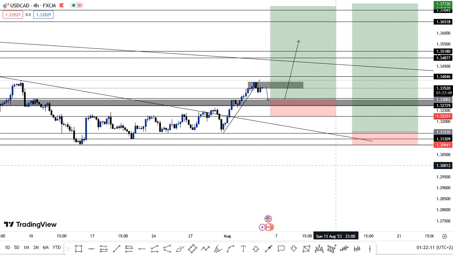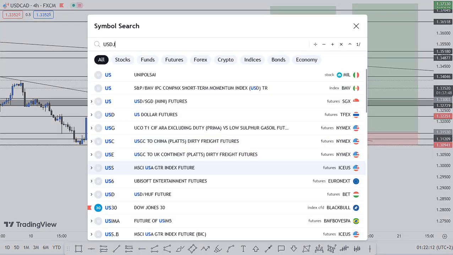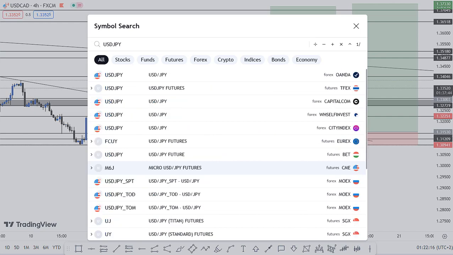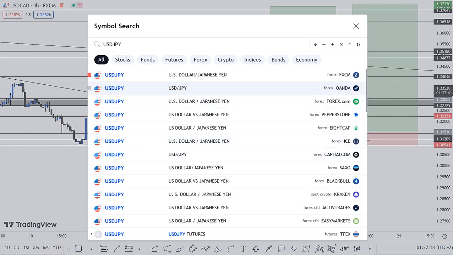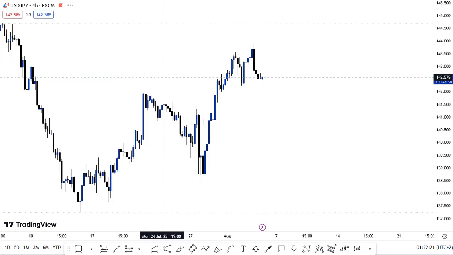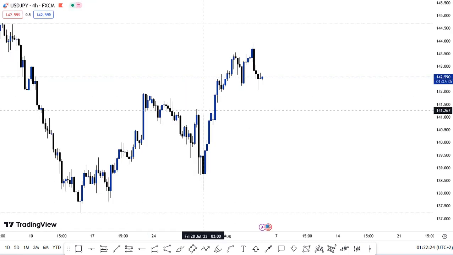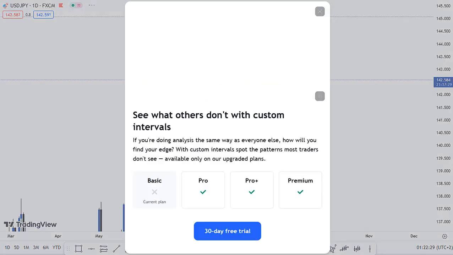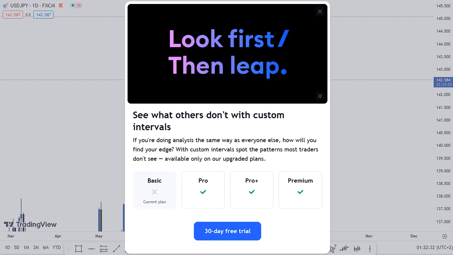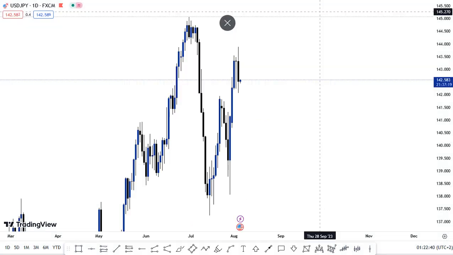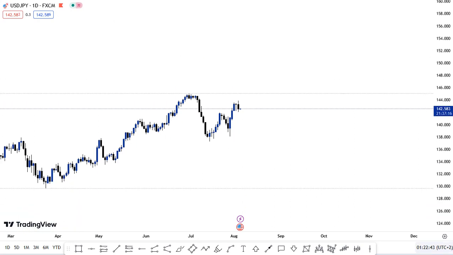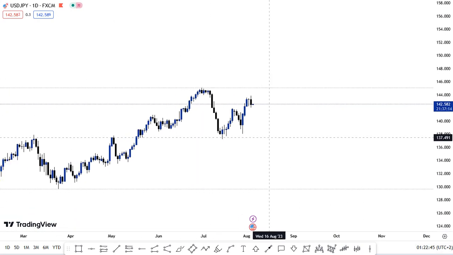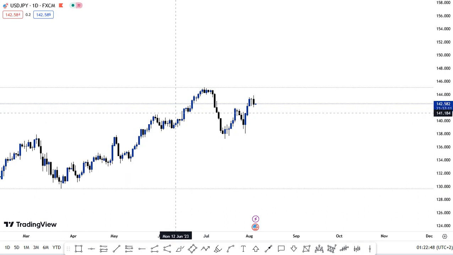So let's do the last pair, which is USD JPY. That's our last pair, bro. After this, we are done for the video. I think it's the longest one. So yes, let's go. USD JPY, let's see what it is that we have. We are done with USD JPY, bro.